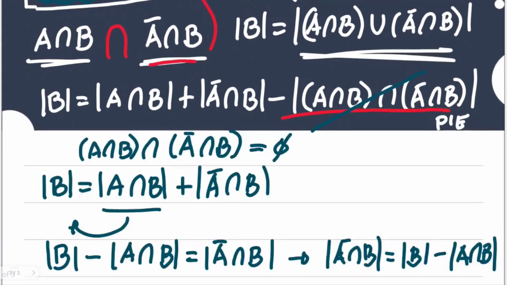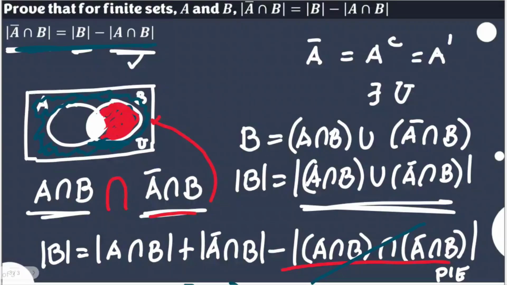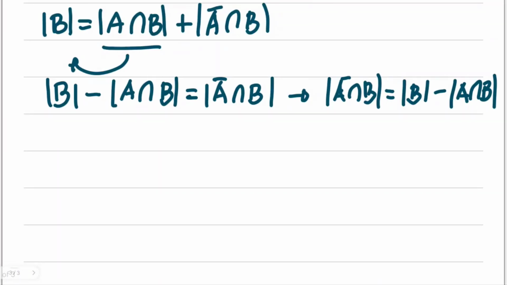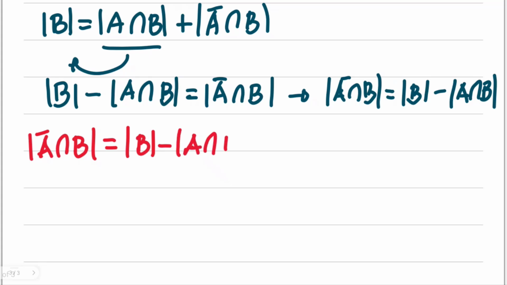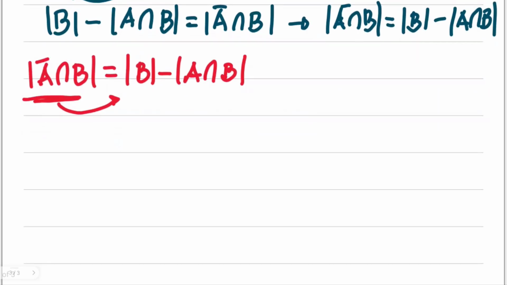But of course, considering the existence of our universal set, I'm going to give you another proof. So again, we're trying to prove that the cardinality of the intersection of A complement and B is equal to the cardinality of B less the cardinality of the intersection of A and B. I'm going to show you the process from this part leading to that. So here comes the proof.